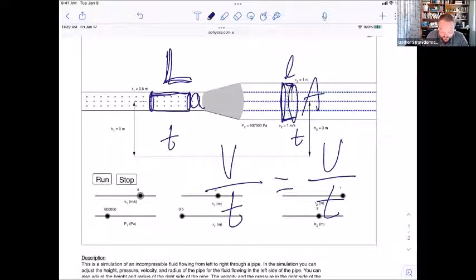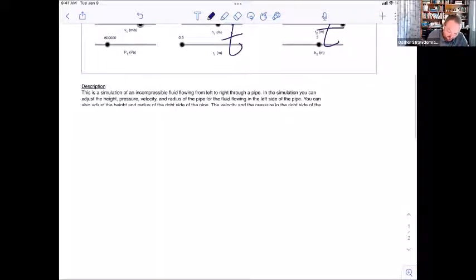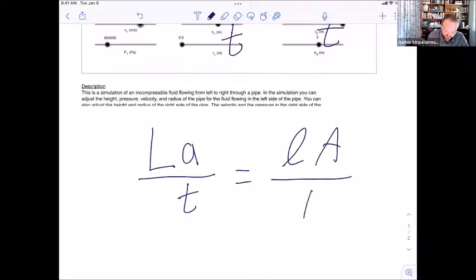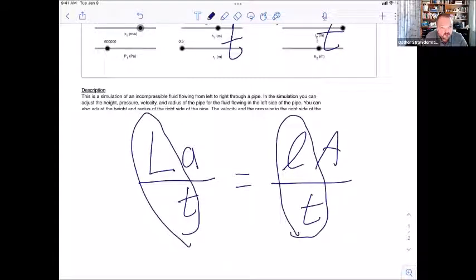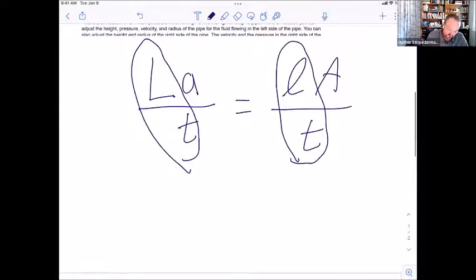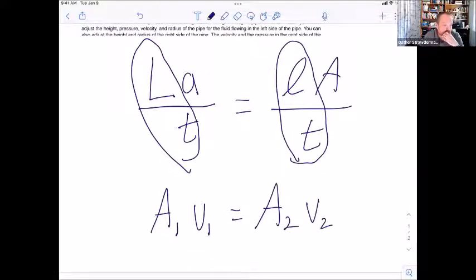So the equation that I'm eventually going to get is that a big L times a little a over T is equal to a little L times big A over T. And I've got a distance divided by time, and a distance divided by time is a speed. And so a little area, which we'll oftentimes call area one, multiplied by velocity or speed one is equal to area two times velocity two or speed two.